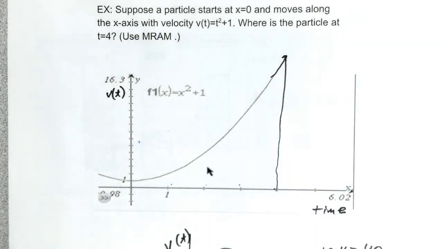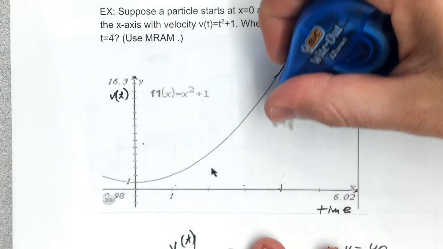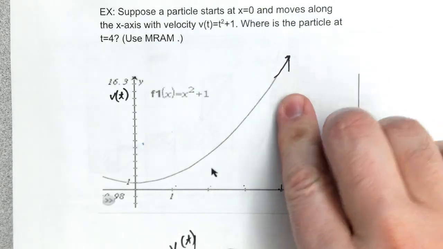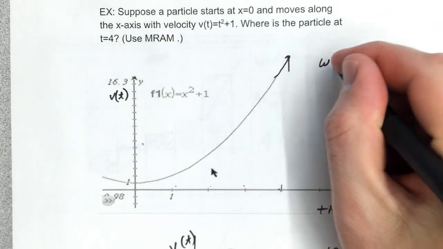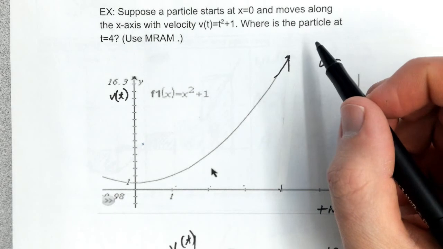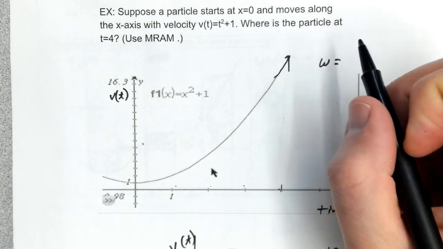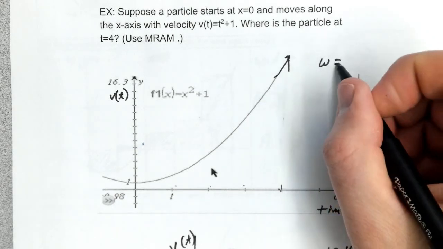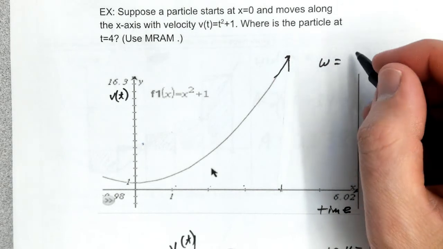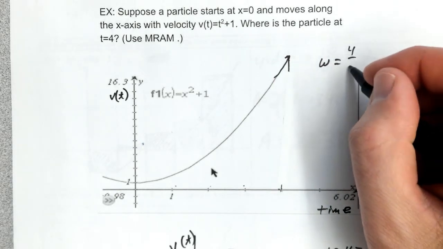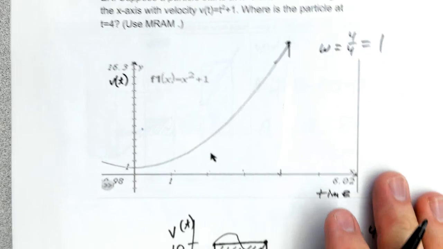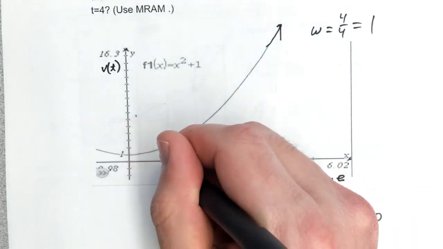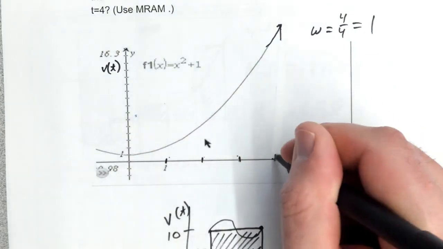I'm going to regret drawing that line probably. I'm going to take it away because we're going to use MRAM here. So let's figure out what the width of our rectangles are going to be. I guess I didn't give you the number, so let's use 4 rectangles and a distance of 4. So our width will be 1. Okay, so we've got a subinterval here, here, here, and here.